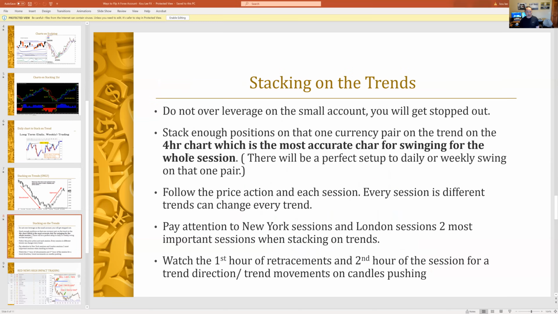Stacking on trends. Yep, 4-hour chart. Talk about the 4 hours. By far the most critical chart to pay attention to. And then, like I said, follow the price action in each session. Each session has the highs and lows. Each price gives you support and resistance. Every candle that closes has a price.